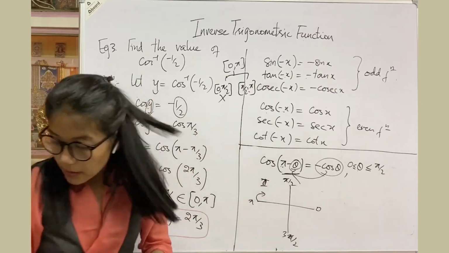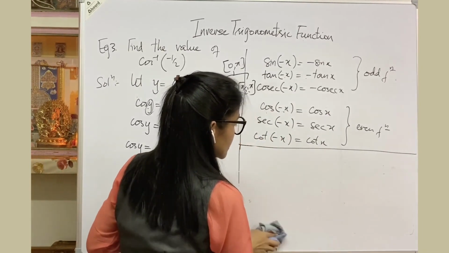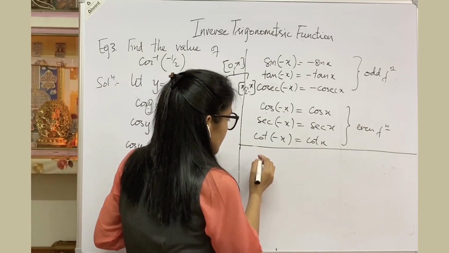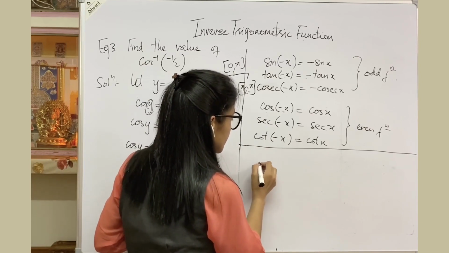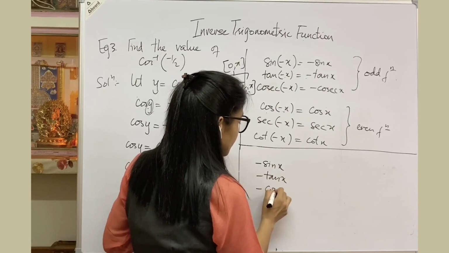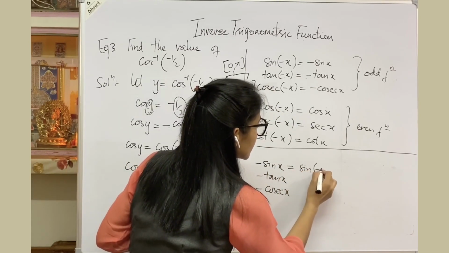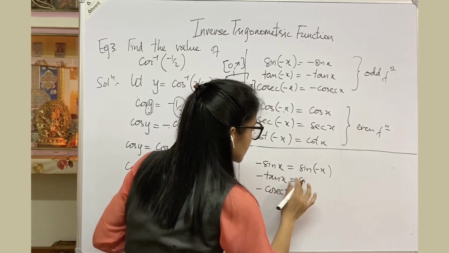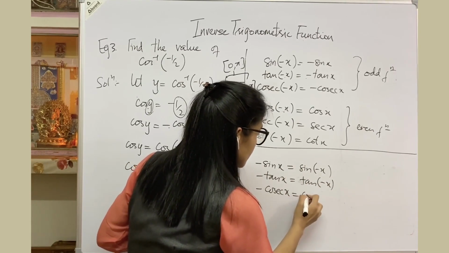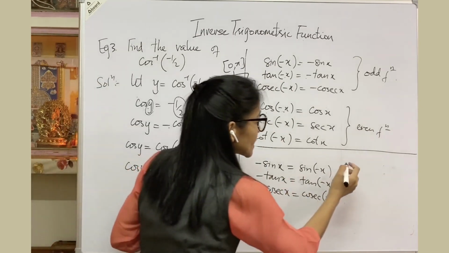Now I'll summarize all these formulas. You can note them down, because we need to use them frequently in this type of question, and you may forget. If you have negative sine x, negative tan x, and negative cosec x, then you will directly take the negative inside. That is, tan of negative x, cosec of negative x. In this way you will directly take the negative inside.